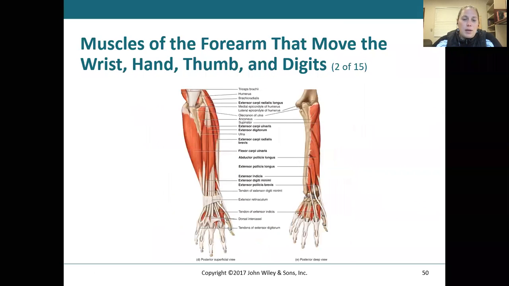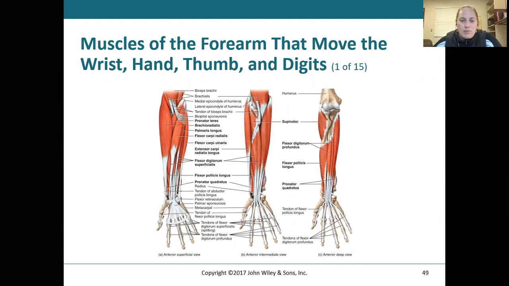So flexor carpi radialis. Let's see if we can find flexor carpi radialis right here. There you go. That little muscle right there.